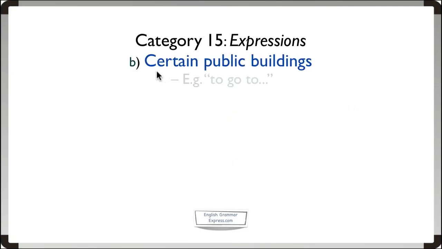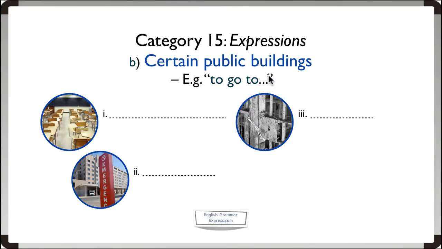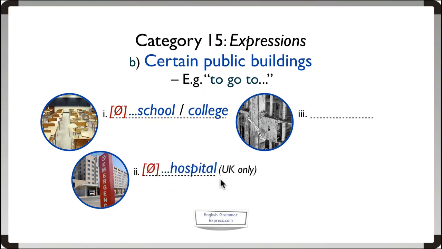Group B, and this is for certain public buildings. And again, we would say to go to, this one is school or college, no article. Number two is to go to hospital, no article, although in American English, you'd probably say to go to the hospital. And number three, to go to prison.